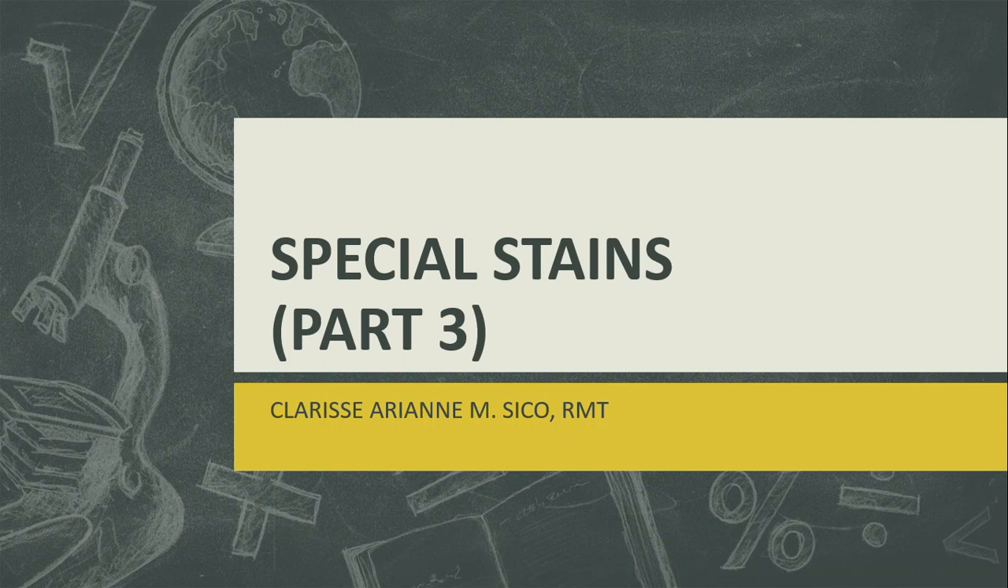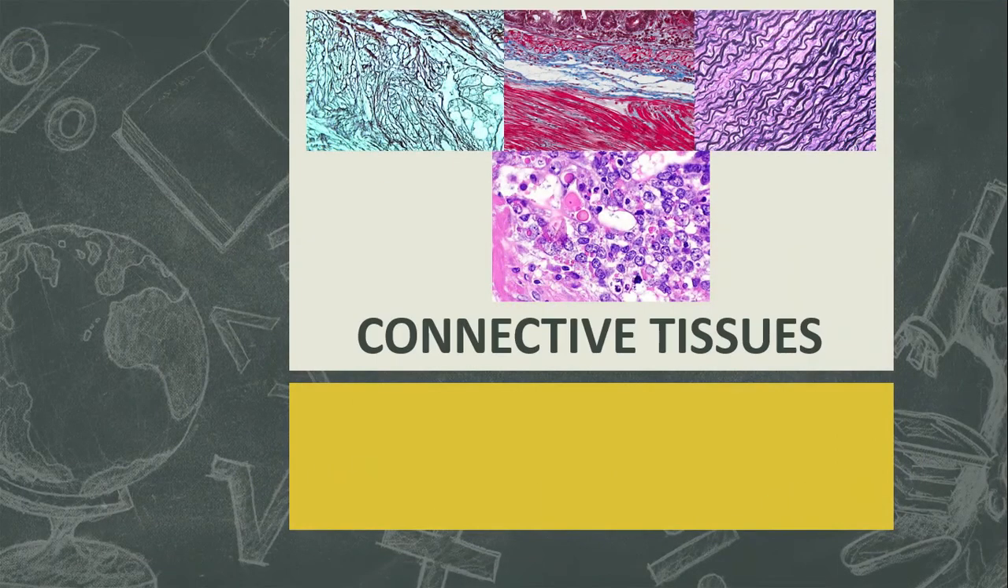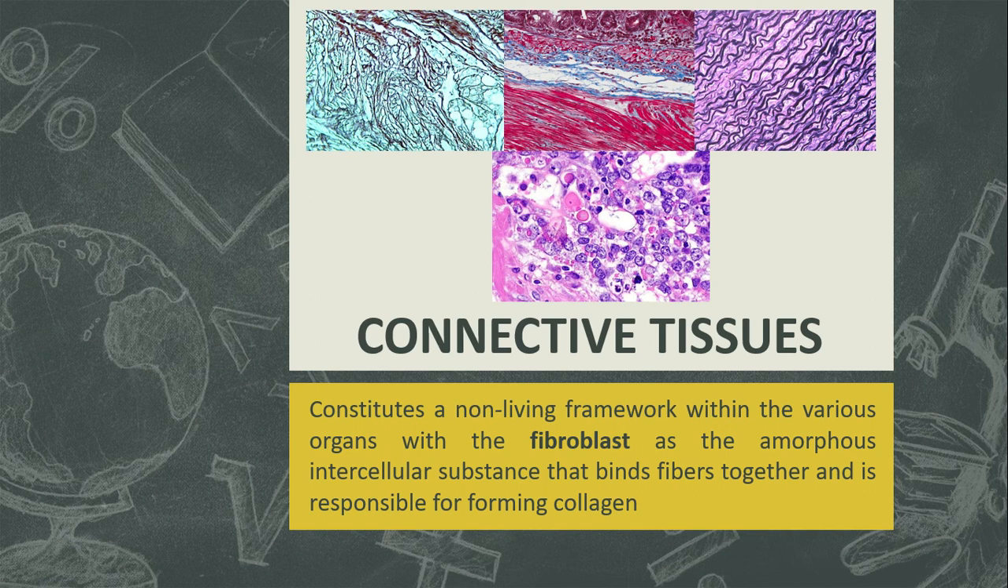Welcome to the third part of our discussion on special stains, which will involve the stains for connective tissues, the pathologic changes found in connective tissues, and for muscles and bones. Connective tissues are made up of various cell components and constitute a non-living framework within various organs.